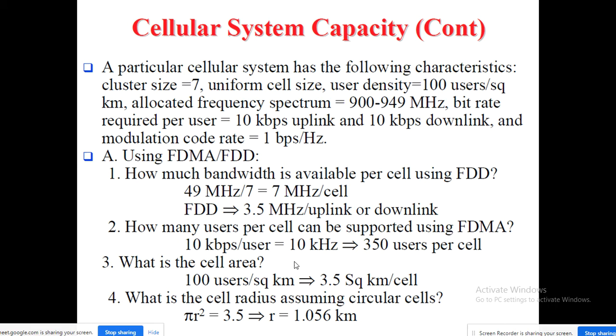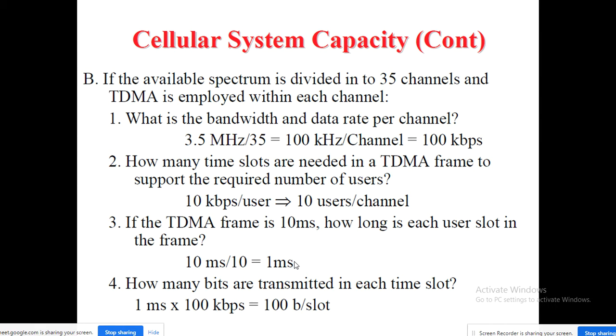How many users will that cell support when they are going to use FDMA? How much bandwidth is available per cell using FDD? So 49 megahertz means 7 into 7. So ultimately 7 megahertz per cell will be used. If it is 7 megahertz, that could be divided by 2 for FDD duplexing, right? So 3.5 megahertz for uplink and 3.5 megahertz for downlink. Ultimately, we can't expect this exact value 3.5. For mathematical purposes, it will come as 3.5, but it won't come like this. It will come as 3.34 or 3.4, likewise. So 35 channels are there.